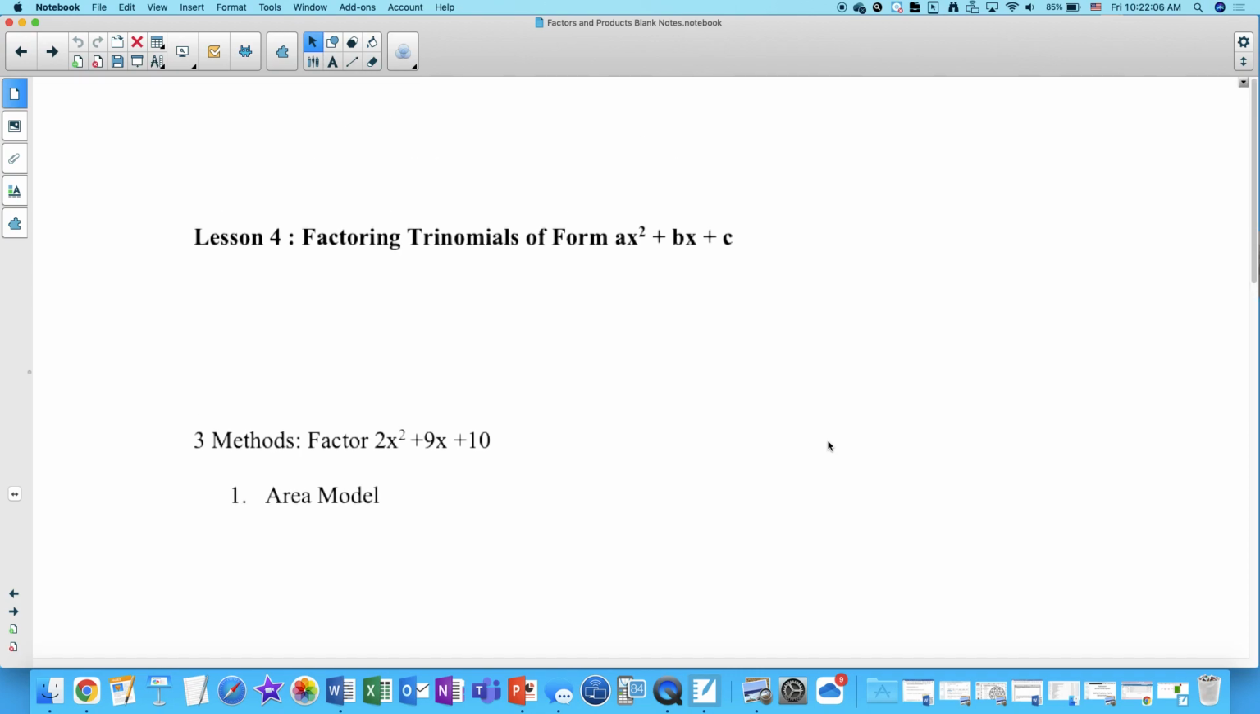Okay, and what we're going to try and do today, and again over the course of the next couple days, is figure out how do we factor trinomials that take this form, ax squared plus bx plus c, where a, b, and c are numbers. Okay, that's really the only thing that makes one of these different from another one, is the values of a, b, and c.